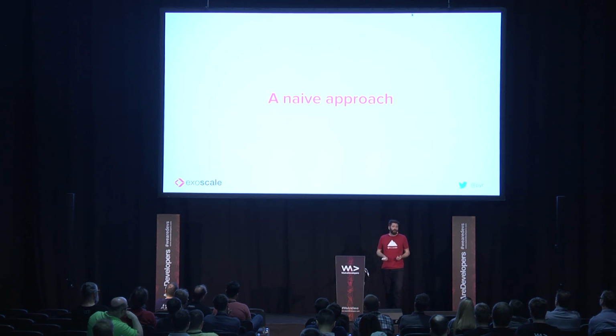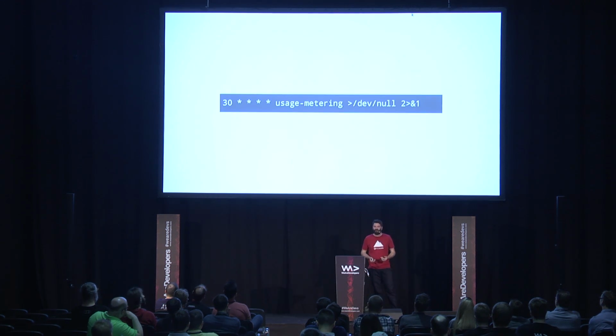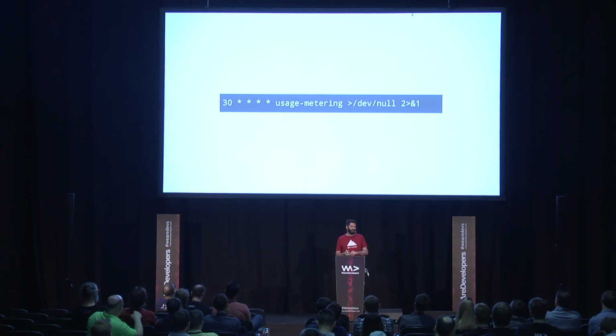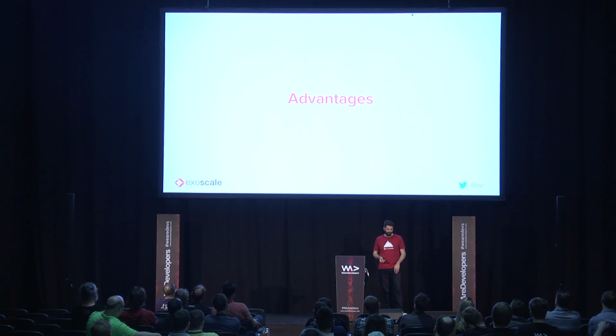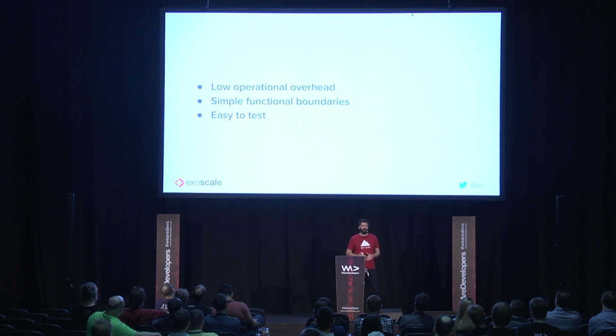So we started out with a really naive approach. We used the oldest batch processing framework that exists, which is cron, and we ran a script that would pull events every hour from our database of events that would do these time difference computations, store existing state, compute metering, and then send out usage. That was a great approach, and it worked out really well for us.